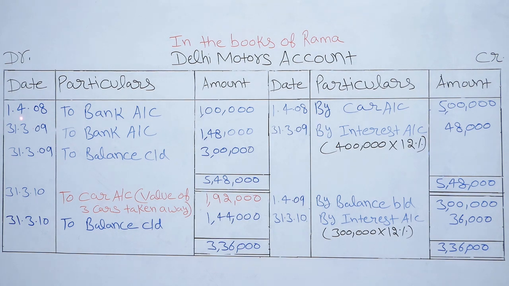On 1st April 2008, Rama Limited paid down payment. So what will be the entry of down payment? Entry will be Delhi Motors account debit to bank account 1 lakh.